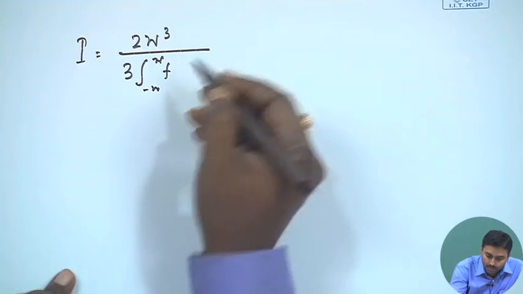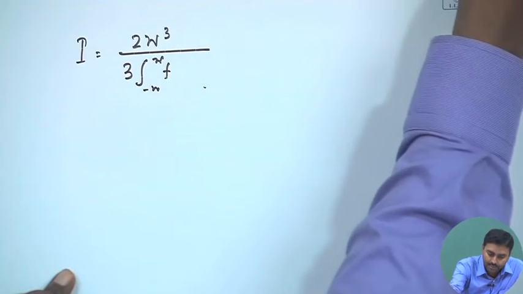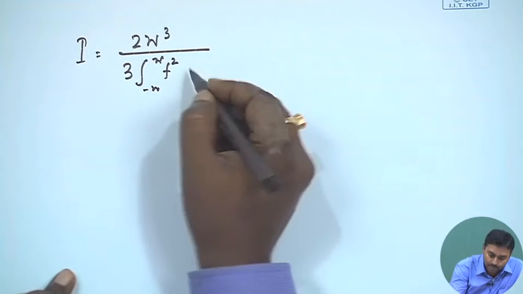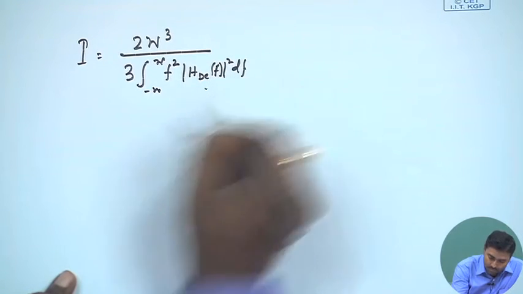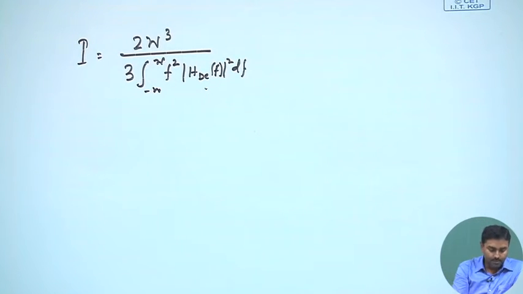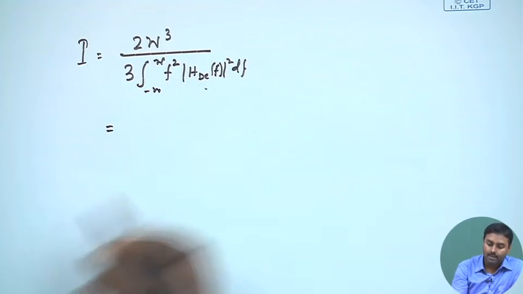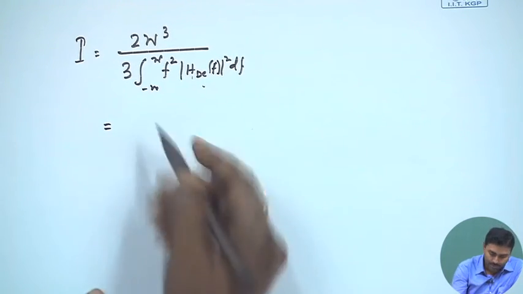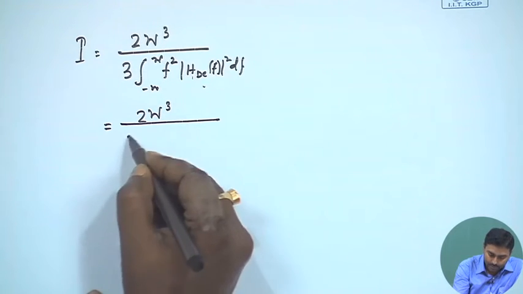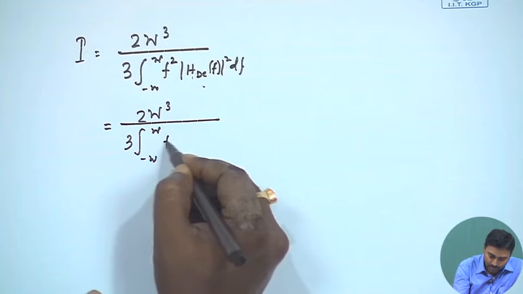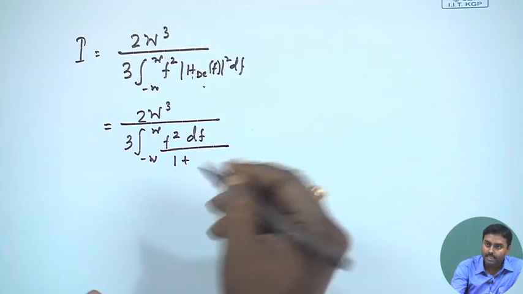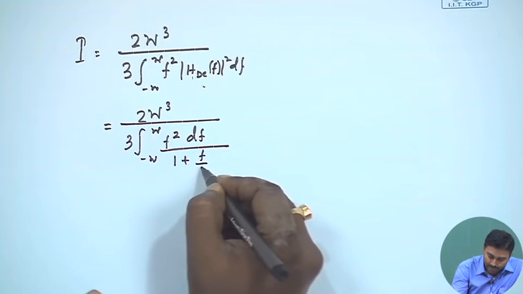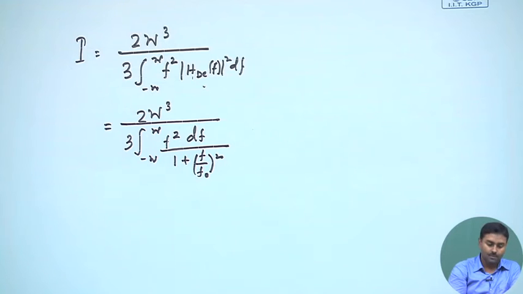Sorry, in that formula I think we have missed something. Earlier when we showed it, the square was missing, so it should be f square HD(f), right? That must be the overall thing, and now just put in that filter HD(f), which you already know. If I put that filter transfer function, I get the integral from minus W to plus W of f square df divided by the filter characteristic mod HD(f) square, that is f by f0 whole square. Now it is just doing this integration, which is a simple integration.